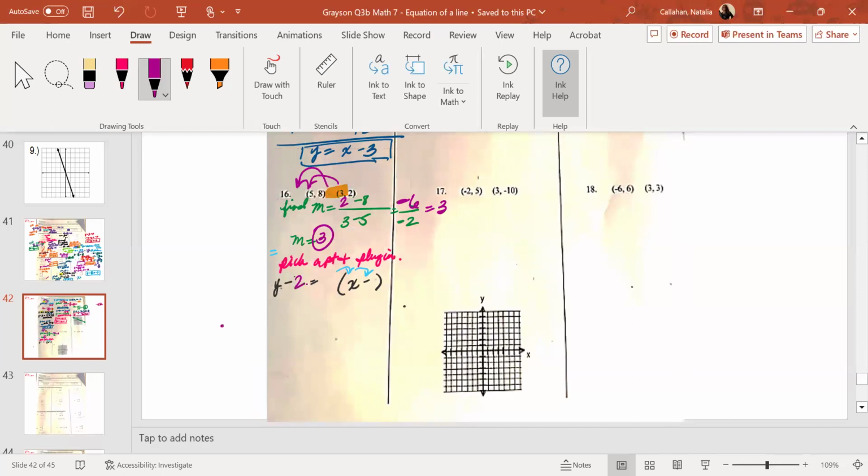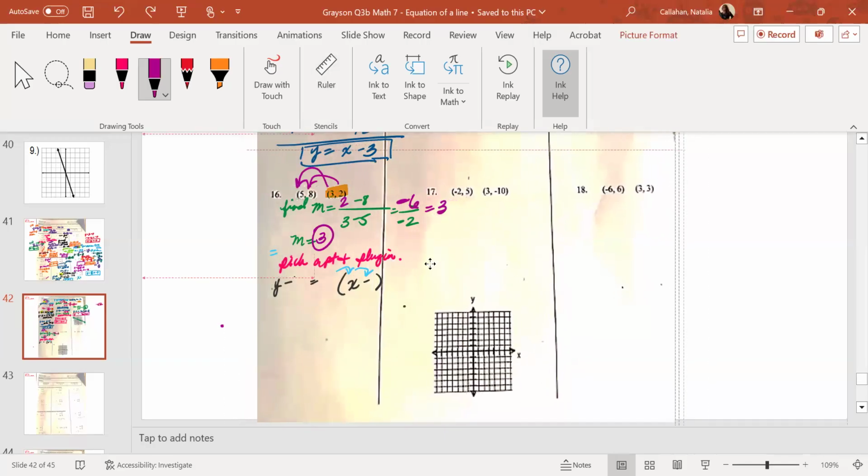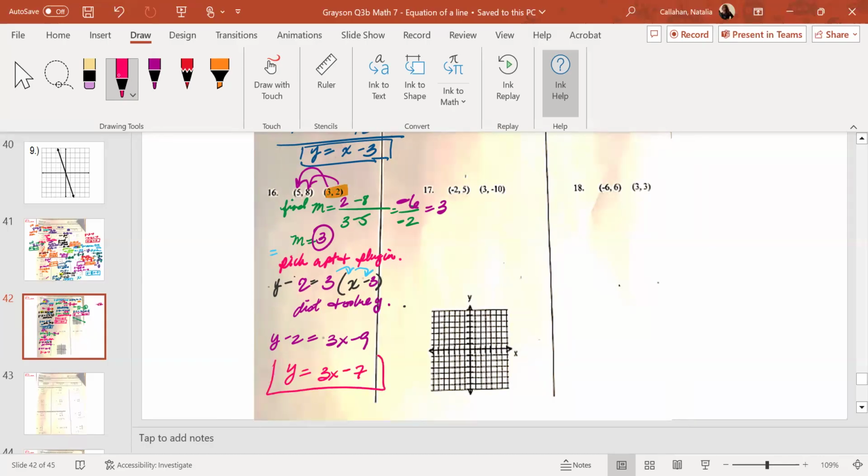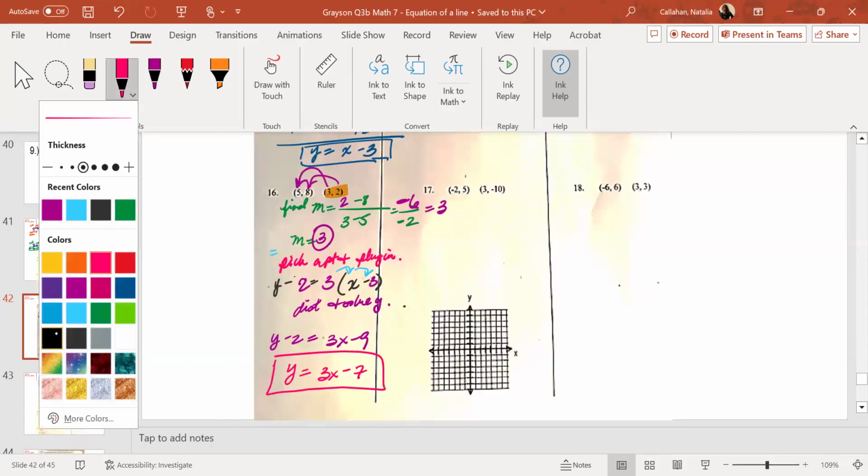Y minus 2. Okay, there we go. All right, y minus 2 equals 3 times x minus 3, right? Then you have to distribute and solve for y, right? So y minus 2 equals 3x minus 9, right? So then y equals 3x minus 7, right? That's your answer. Ready to move on?